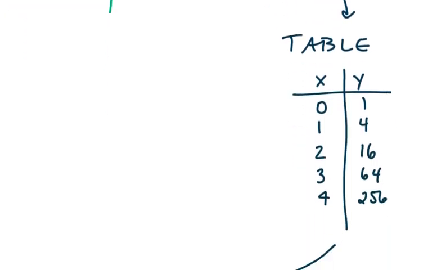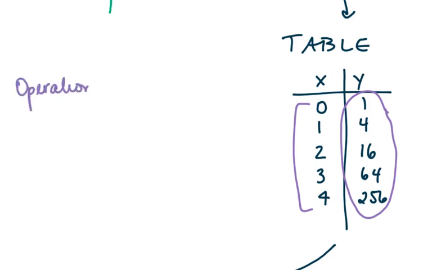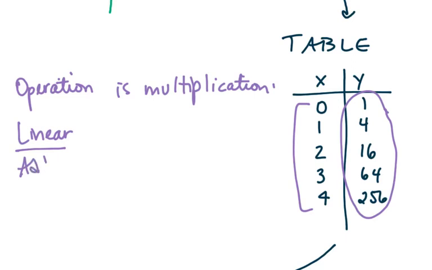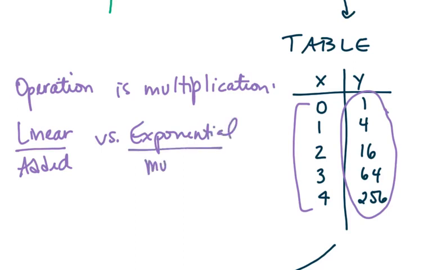So a table of an exponential function looks something like this. You don't really see a lot of changes in the x values. That's the same. But hopefully what you're noticing, and what we did previously, is that the operation that's occurring is multiplication. So this is a really big difference between linear and exponential. In linear equations, we added. But in exponential, no matter what, we are multiplying.